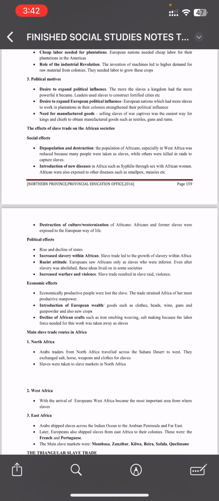Political effect: rise and decline of states. Definitely, when you have a population decrease and the best men in the country are taken away, you're not going to develop as much as you otherwise would. Increased slavery within Africa. Okay, so there were people who could manage to have their own slaves. They saw that since white people are getting slaves, I think we can also manage to get slaves to work in our farms for us or in our gardens.